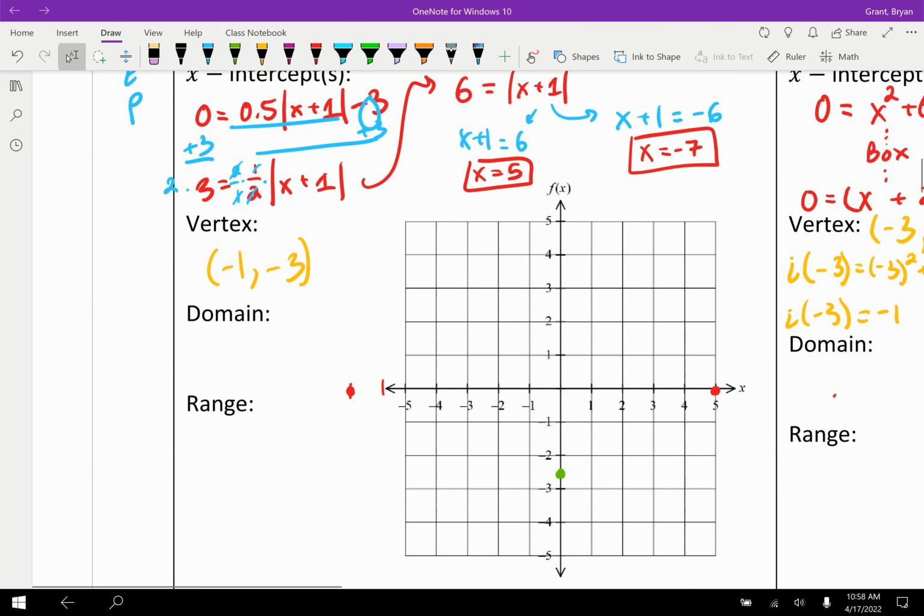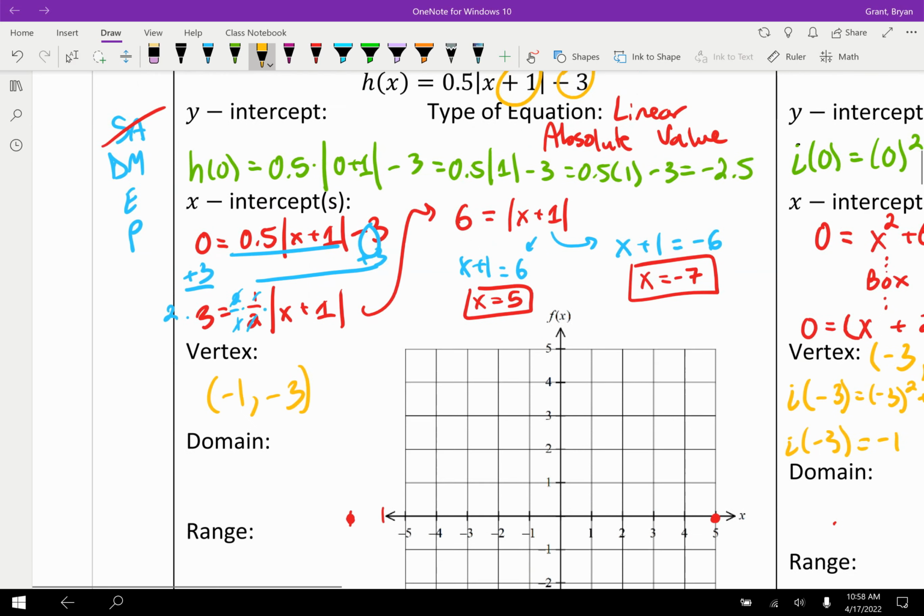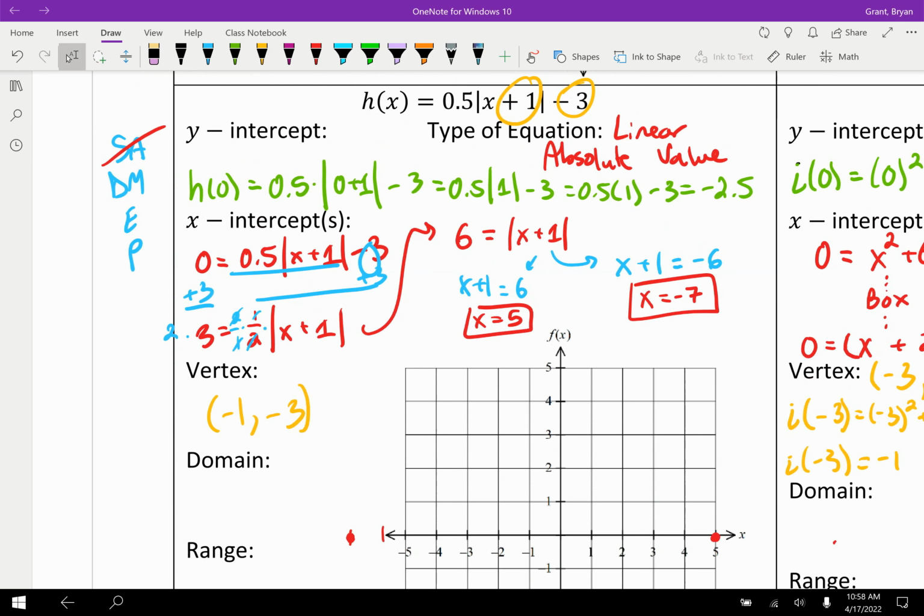So we get negative 1 comma negative 3. And then we can actually get a few more points on here because I know that the slope is 1/2, right? 1/2 instead of 0.5. And absolute value of linear functions has a constant slope.